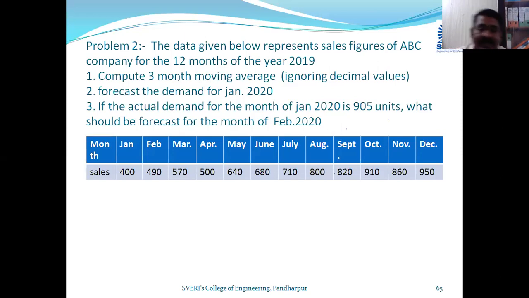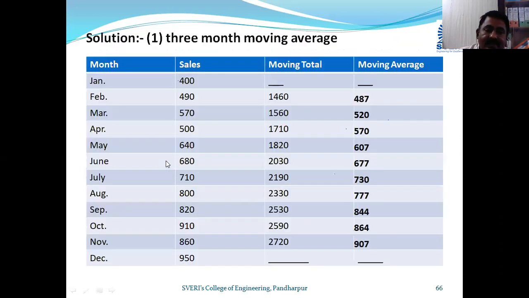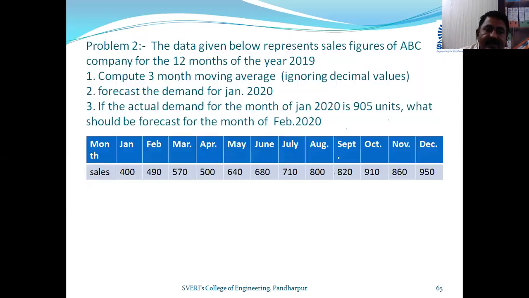I have given you the idea that, for example, you are calculating for these 3 months, Jan, Feb, March, you will write in front of February. You are calculating for Feb, March, April, you will write in front of March. You are calculating for March, April, May, you will write at April. In this way, you have to proceed. So this is the 3 months moving average. So here, for example, I am going for this January, February, March.